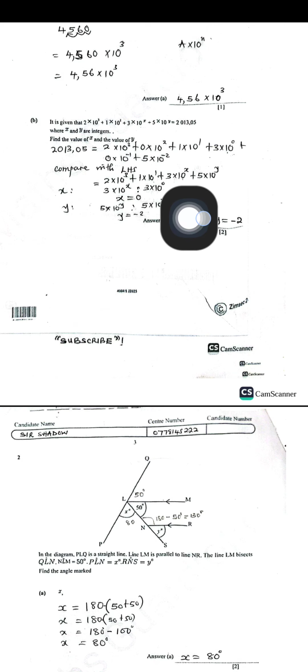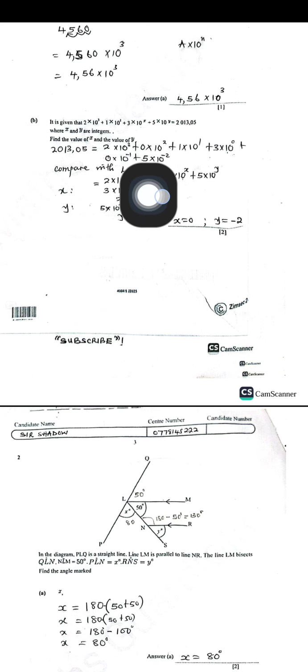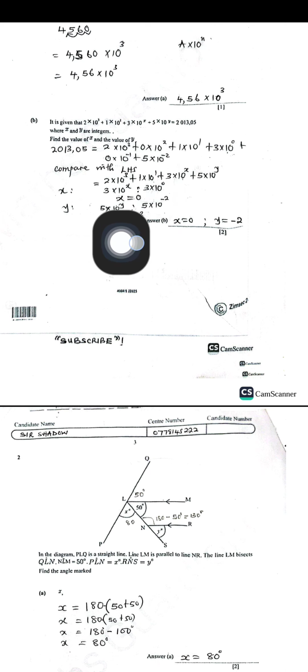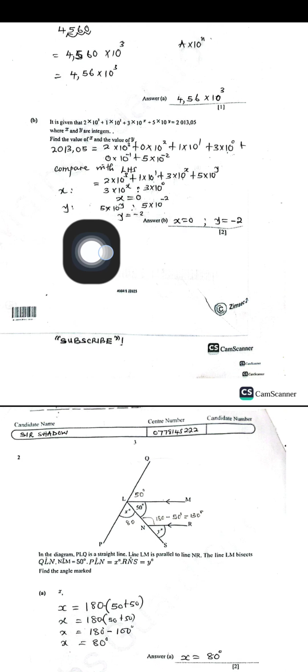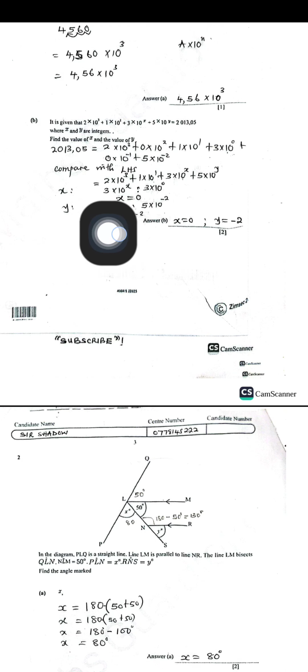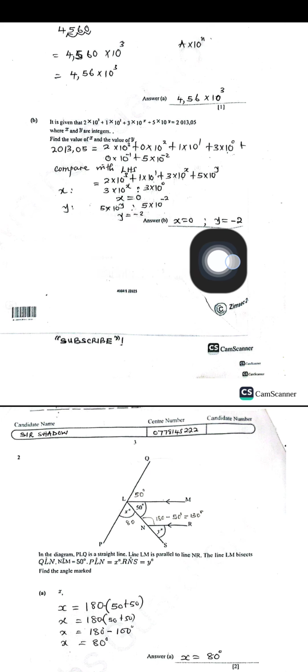Y is right here, 5 times 10 to the power of y. Let's see where there is 5 times 10 to the power of something, which is right here: 5 times 10 to the power of minus 2. So 5 times 10 to the power of y is equal to 5 times 10 to the power of negative 2. The bases are the same, 5 times 10, so we equate the powers. Meaning y is equal to minus 2. Therefore, x is equal to 0, y is equal to minus 2, right?